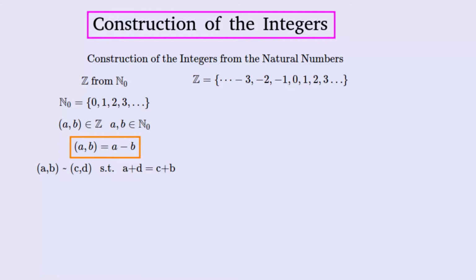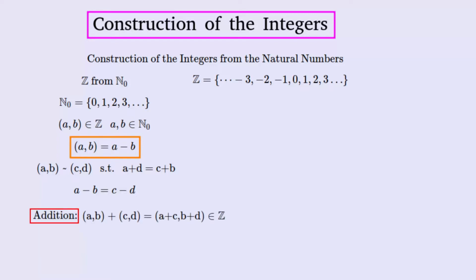We have to define this relation, which says that these two ordered pairs are equal as integers if they satisfy this equation, which comes from rearranging this equation, which says that the differences between the first and second numbers has to be the same for both ordered pairs. This relation is an equivalence relation, which we'll prove shortly.